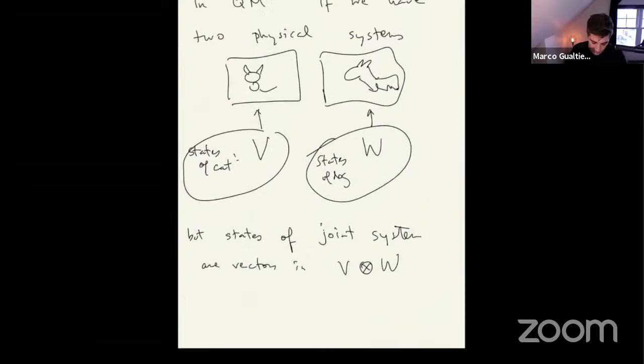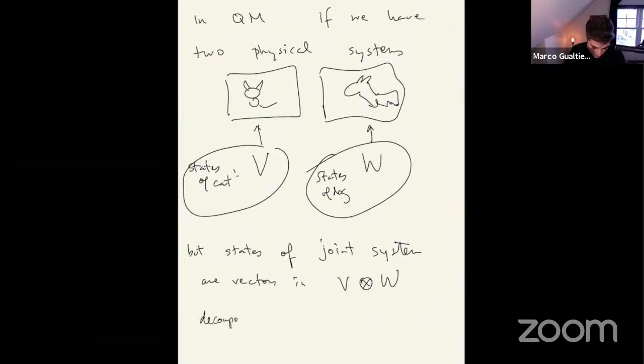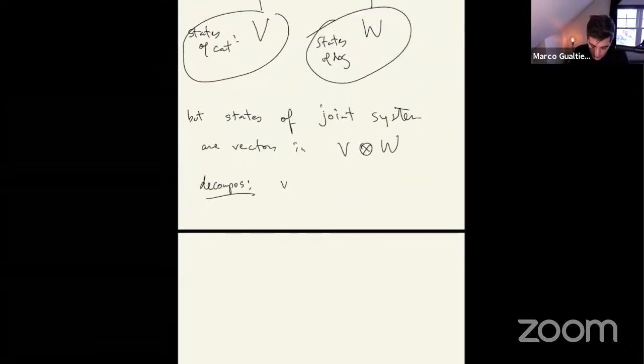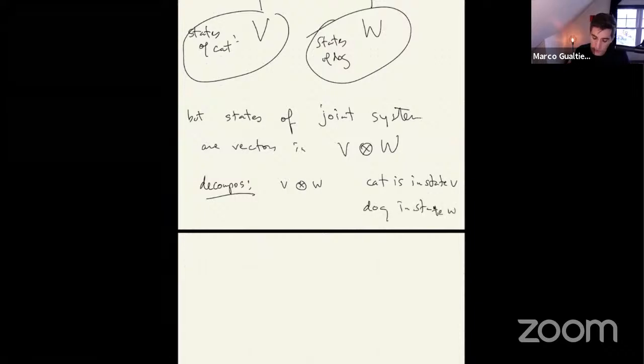Okay, so the decomposables, what are they? The decomposables are things like this, where the cat is in state V and the dog in state W. When you have a decomposable state, it means that the first system is in one state and the second system is in its own state, and that's it. However, the joint system can be in a superposition of those states. It can be in a linear combination of those states.